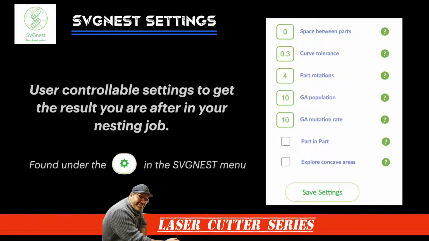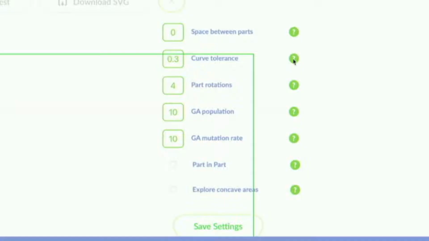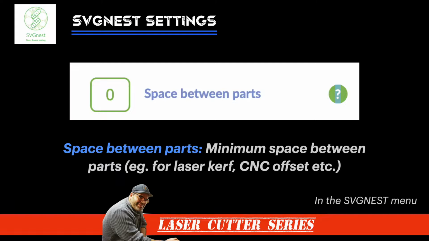Now, unfortunately, there seems to be a question mark here to explain what these different settings do. For some reason, that doesn't work anymore, which is a real shame. But I was able to do a little bit of digging and actually find what these settings mean. So just to let you know, the space between parts is actually the minimum space between each part. So you can set this if you're using a CNC and you need an offset, or maybe you know the curve of your laser and you want to make sure that you can get each piece together.